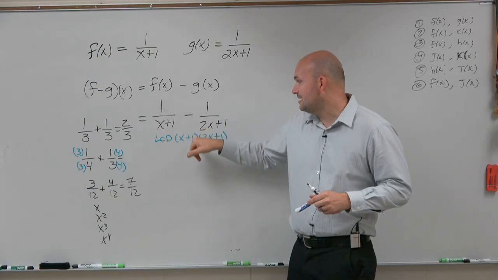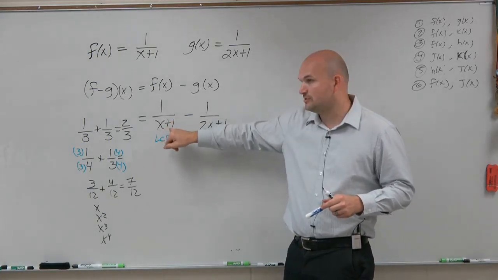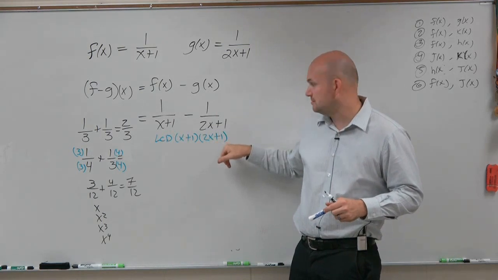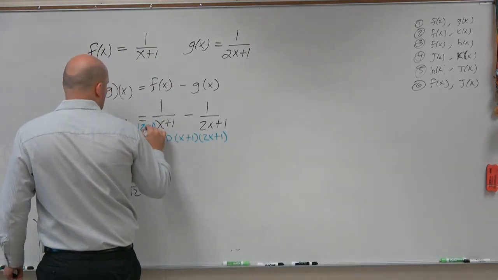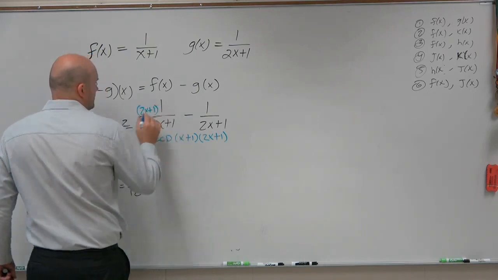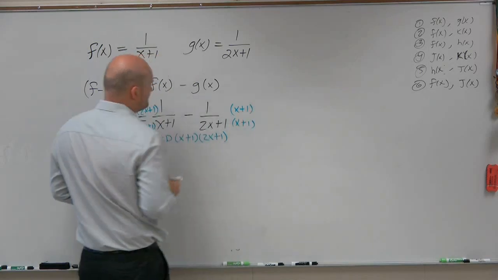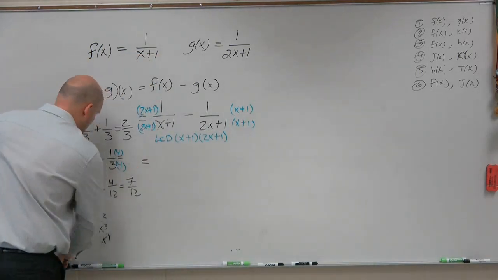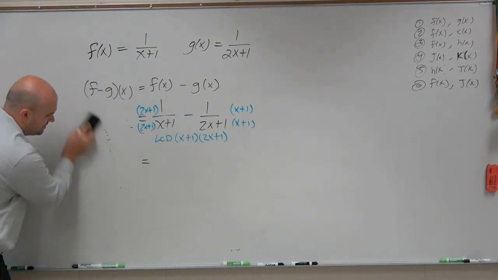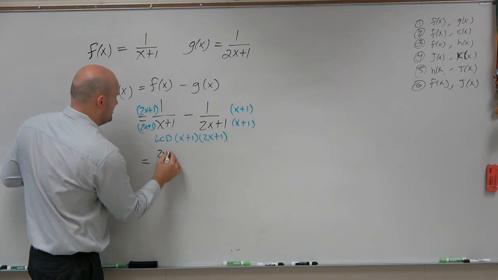Okay? So if I need this denominator to be 2x plus 1 times x plus 1, what do I need to multiply x plus 1 by to obtain 2x plus 1? And you multiply it on the top and the bottom. Over here, I need to multiply by x plus 1 on the top and bottom. When doing that, I'm going to erase this because I don't want you guys to get confused. That's okay, it's just review work.